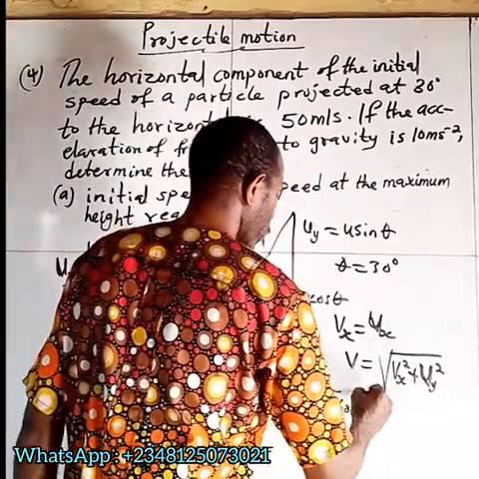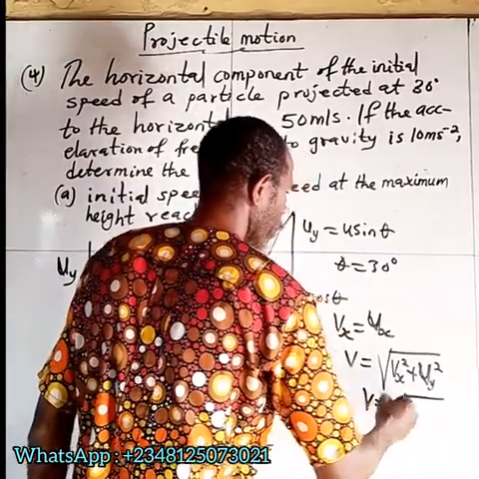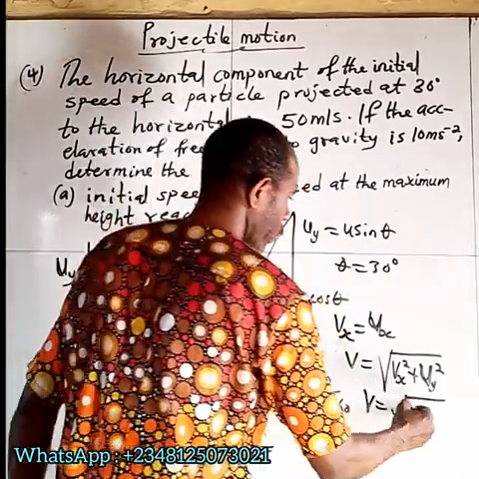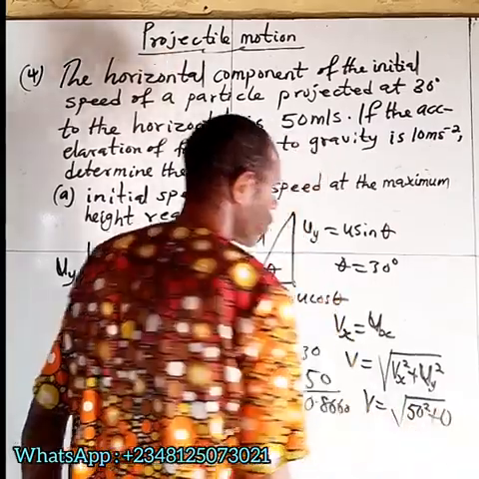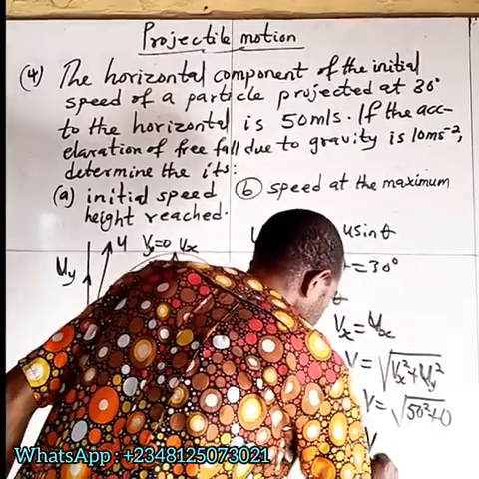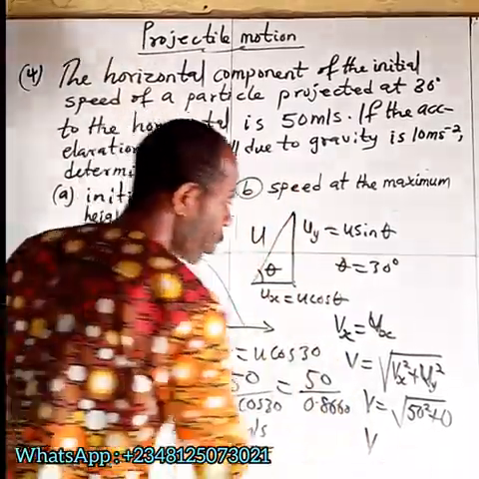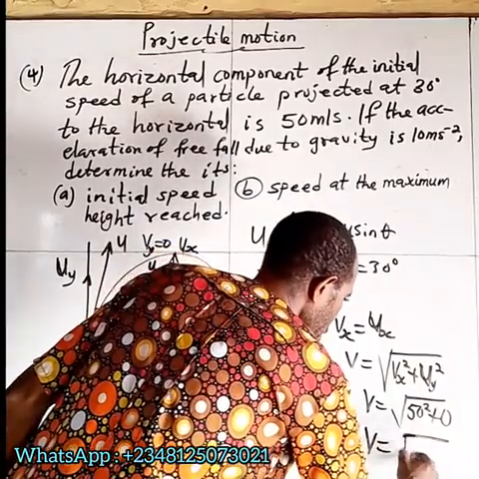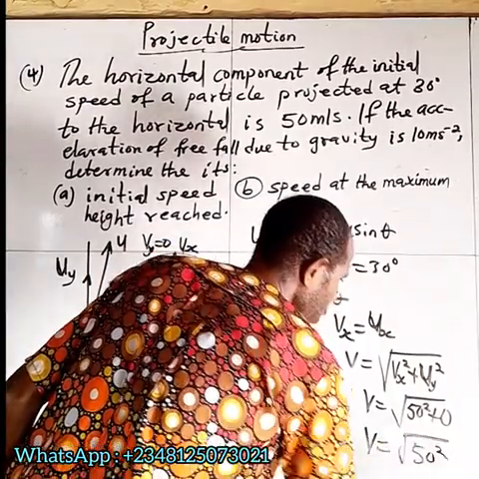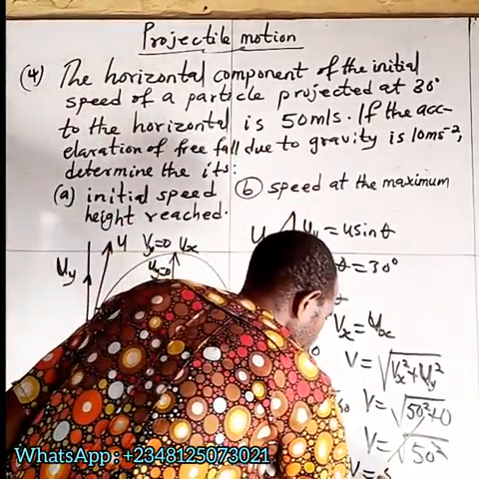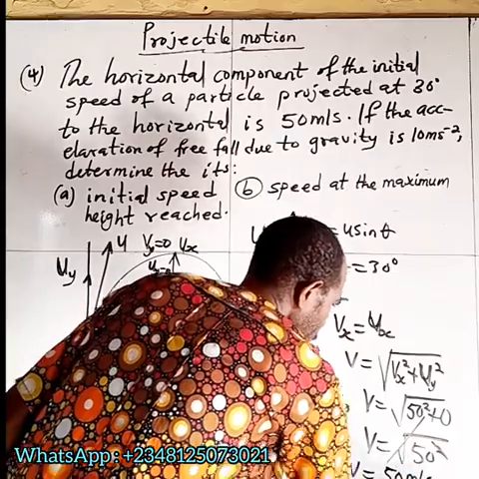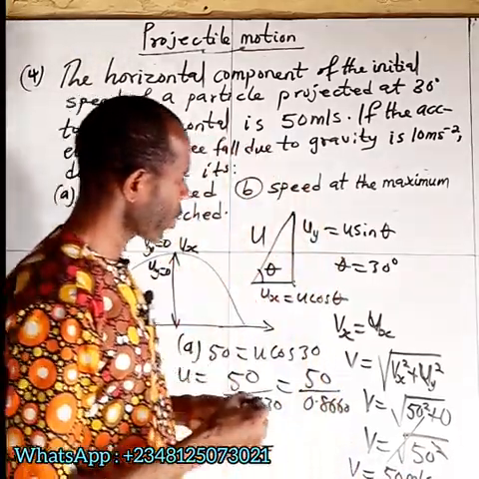So we now have v equal to the square root of 50 squared plus 0, which is 2500. Since we have the square root of 50 squared, the square and the square root cancel. So your v is equal to 50 meters per second. So that is the answer.